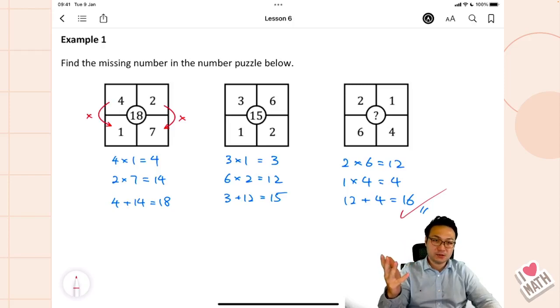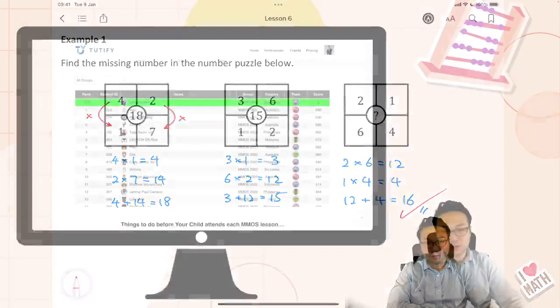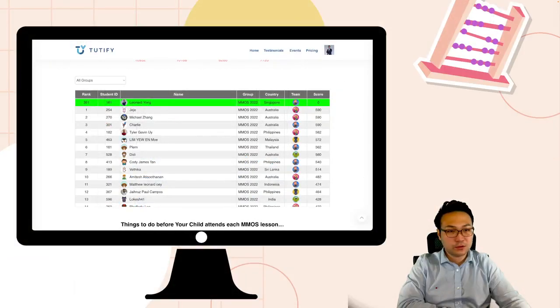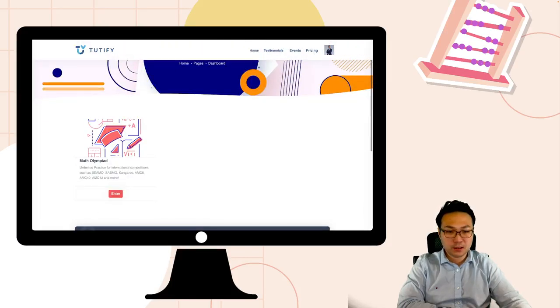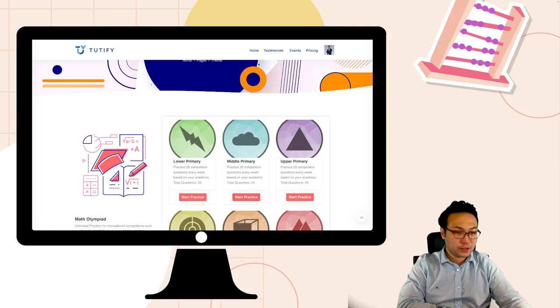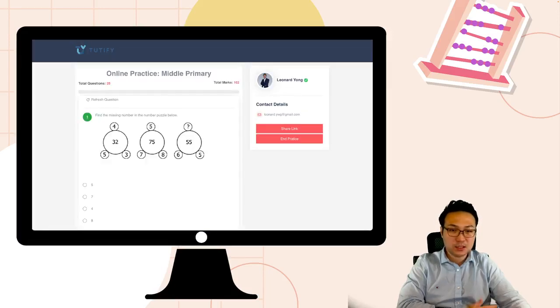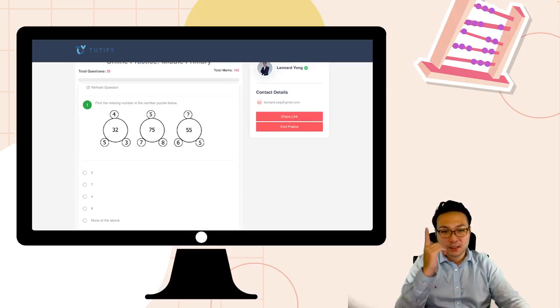So what I recommend, students, I think this was one of your bonus points, remember? Remember I told you all to go to Maths Mastery, you click on Home. I told you all to go and do the practice, right? Go to middle primary, lower primary, upper primary, whatever you want. Go to middle primary, okay? You can practice number puzzles. Then you can improve your skill, yeah?